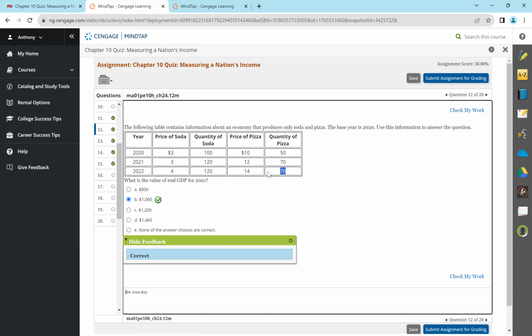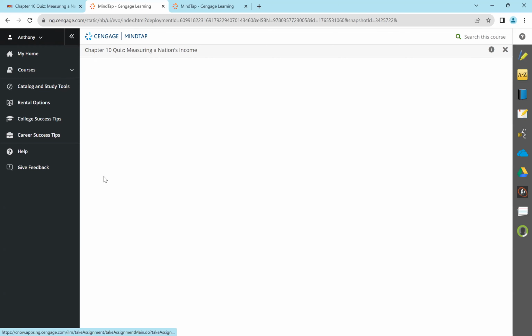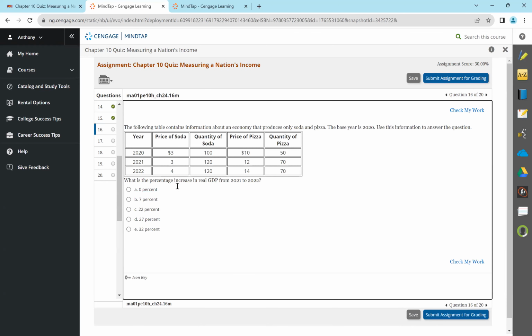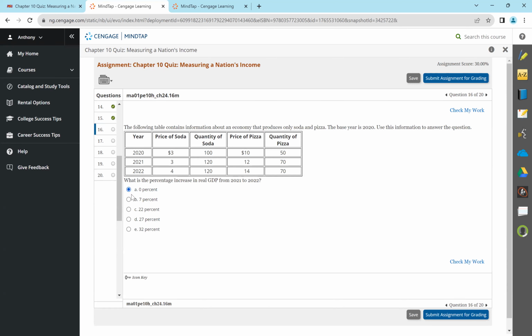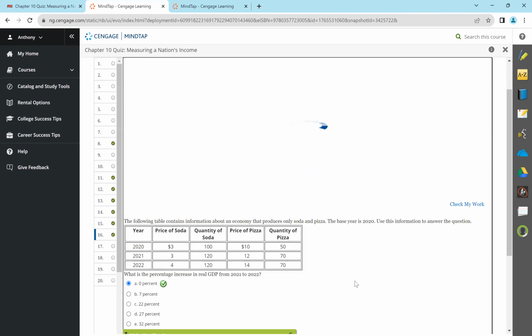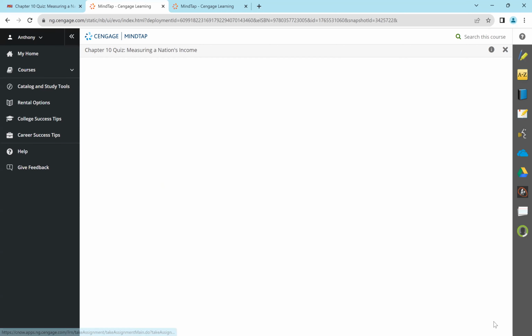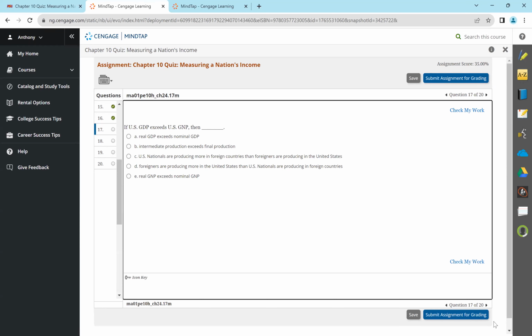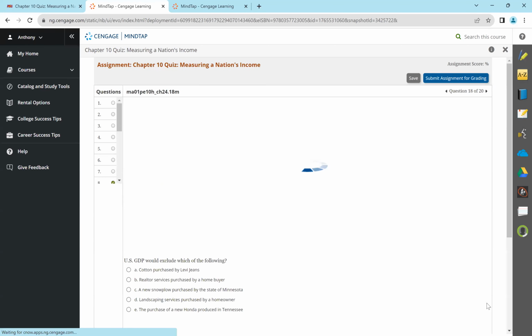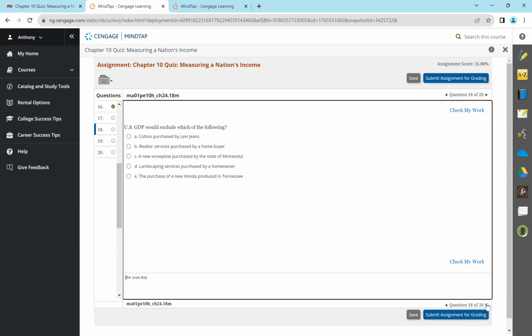Same thing. All right, so let's go to your question: what is the percentage increase from that year? It's looking like it's 0% because there's no change. Exactly. Let's check my work. Boom, we got it. So it's all about knowing how to do the intermediate calculations, real GDP, nominal GDP, things like that. Let's see what else we got.